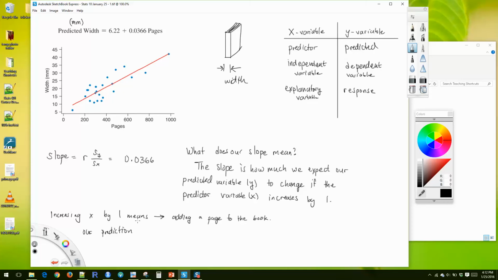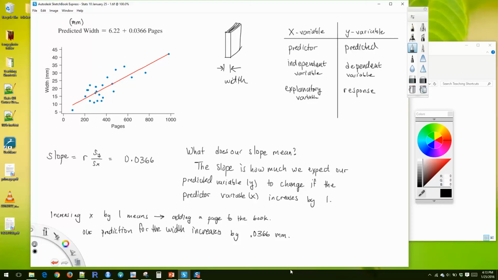We're just saying that our prediction, if we don't know anything else about the book, our prediction for the width increases by 0.0366, what's our unit? Millimeters, okay? And that kind of makes sense, right?